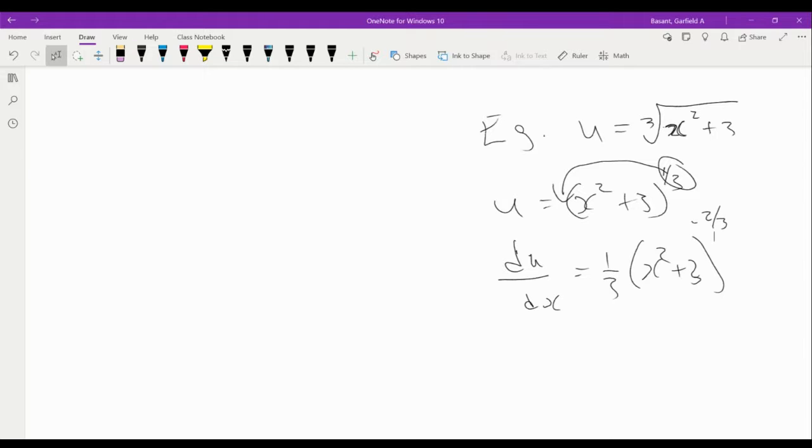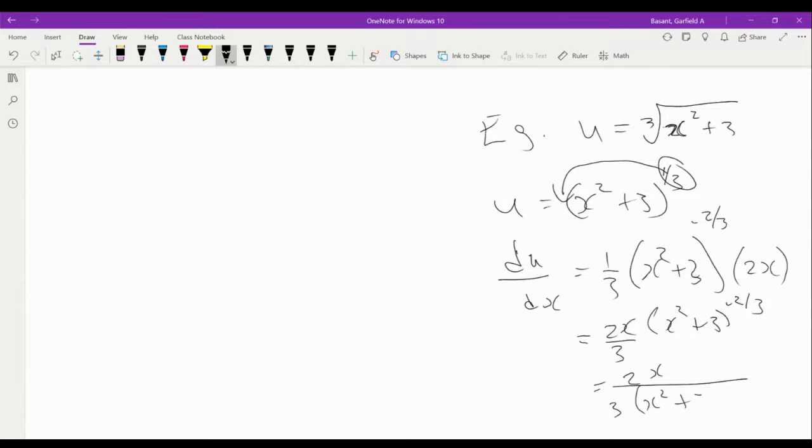What else do we have to do? Find the derivative of the inside. Find the derivative of the inside. Thank you very much. And the derivative of the inside would be 2x. So this could be 2x on the front over 3 times x squared plus 3 to the negative 2/3 power, or 2x over 3 times x squared plus 3 to the 2/3 power on the bottom.